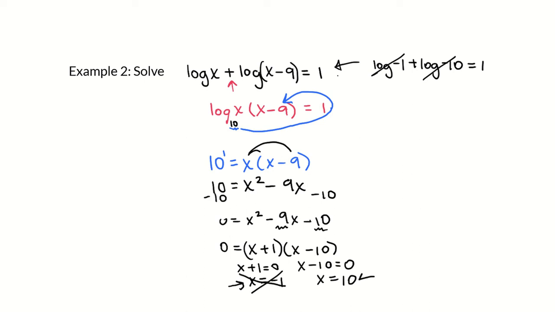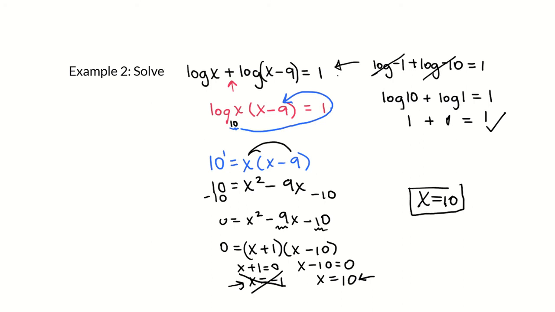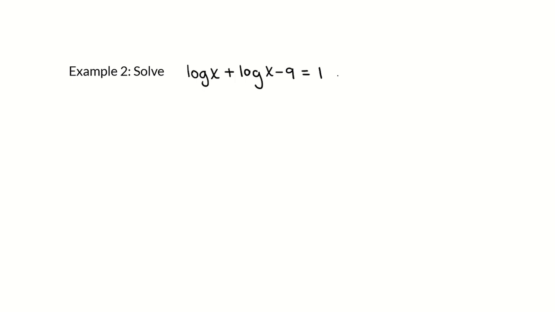Let's try the next one, x equals 10. Plugging into the original, that would be log of 10 plus log of 10 minus 9, which is 1, equal to 1. Log of 10 is 1. Log of 1 is 0. 1 plus 0 is indeed equal to 1. So this answer works, and our solution is x equals 10. It is important with logarithms especially to check the answers in the original equation to make sure that they work.